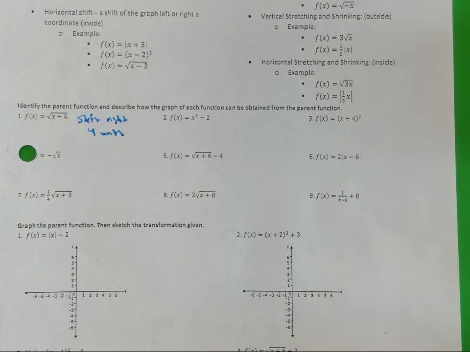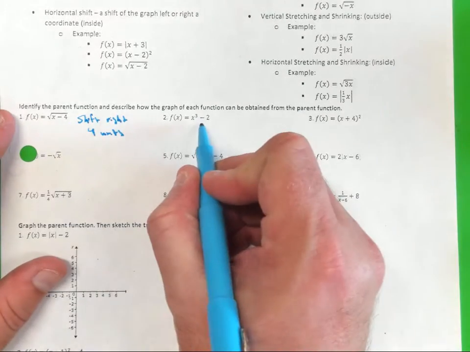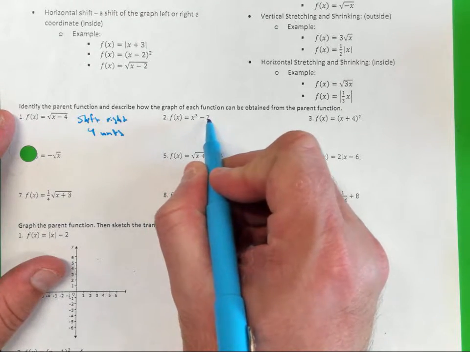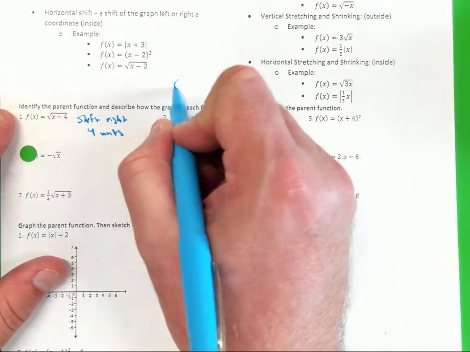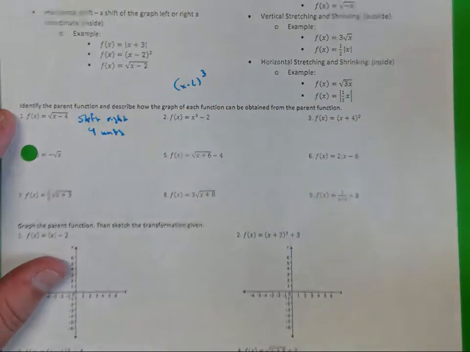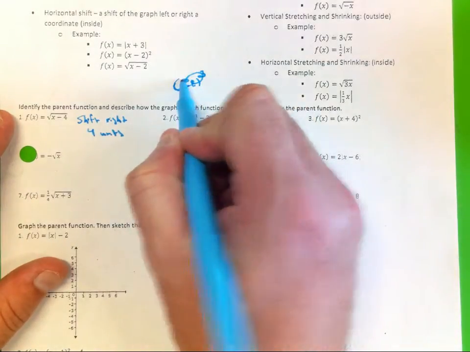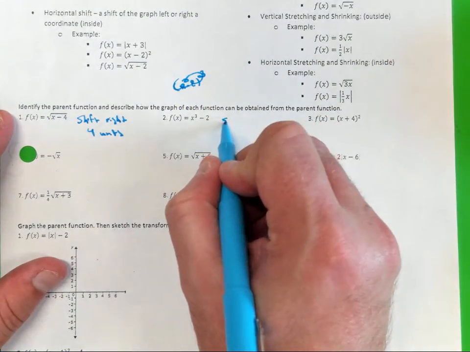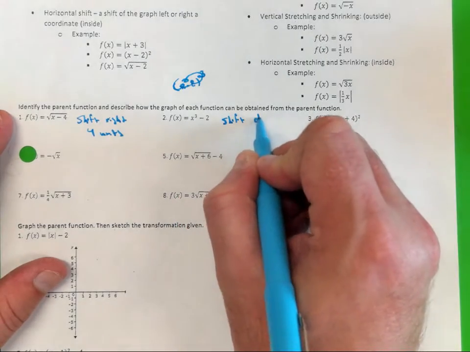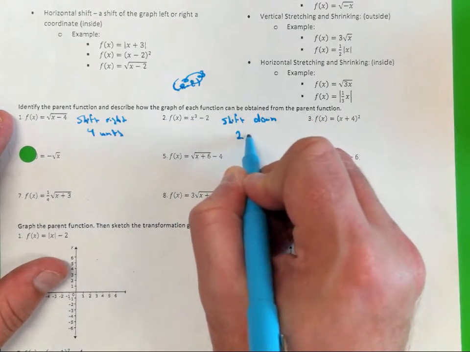Number 2. What type of function is that? Cubic. And this minus 2, is it on the inside or outside? Outside, because if it was on the inside, guys, it would be like that right there, okay? But we don't have that. So that's on the outside, so I'm going to shift it what? Down 2. It's on the outside, so it's exactly what you think.